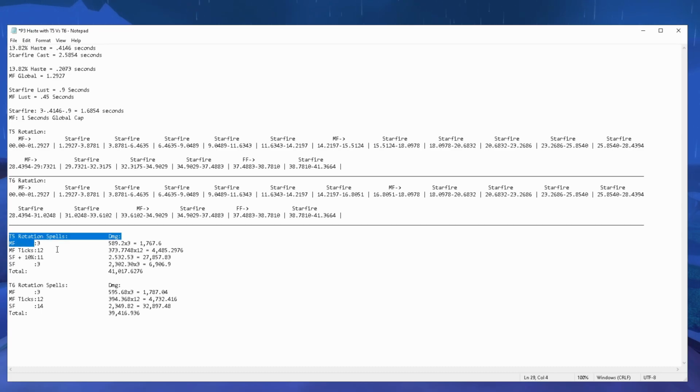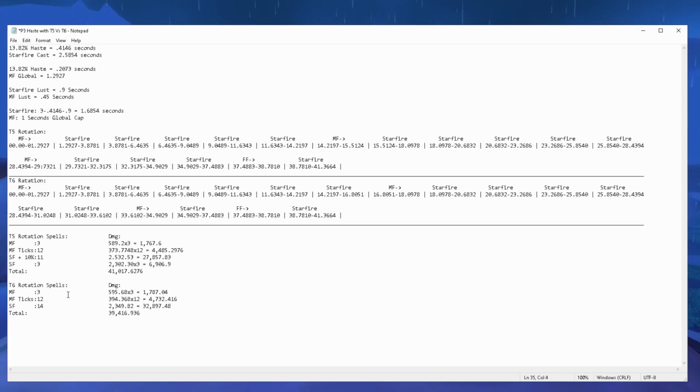So for the tier 5, I took the spell power that I had for the sets that I created, which had 1240 spell power, and I calculated the damage Moonfire is going to do, the damage the Moonfire tick is going to do, Starfire damage, and the Starfire with the 10% 4-piece bonus that Tier 5 gives. So the whole rotation will have 3 Moonfires, the initial damage, with 12 ticks of Moonfire. So I have 3 damages over here, and then 11 out of the 14 Starfires will have the 10% bonus. So I have those damage numbers over here, and all of the spells total is 41,000.